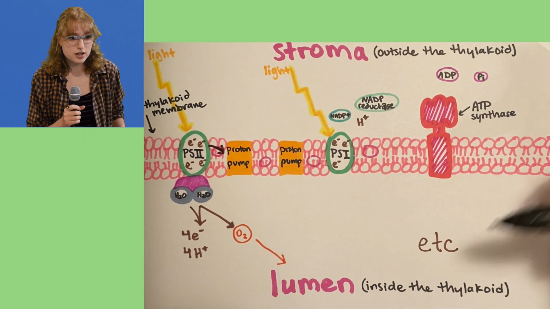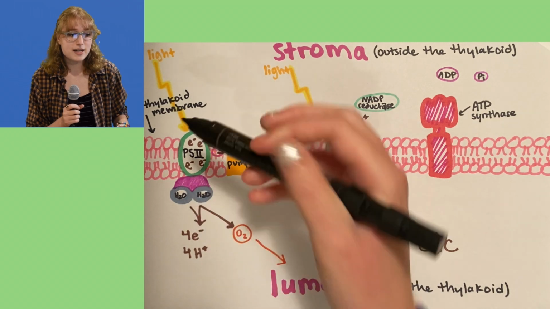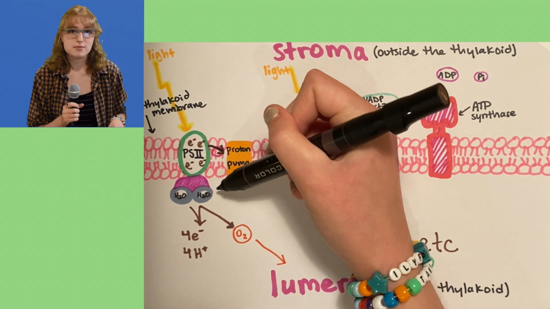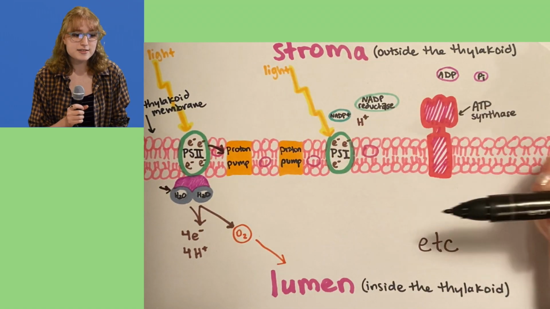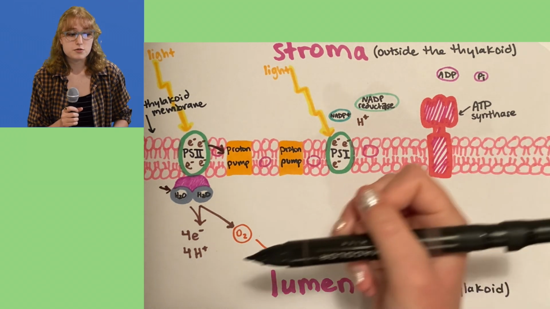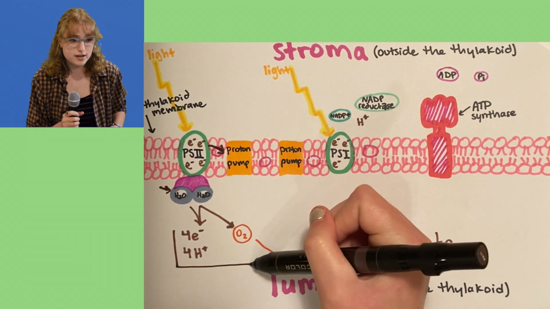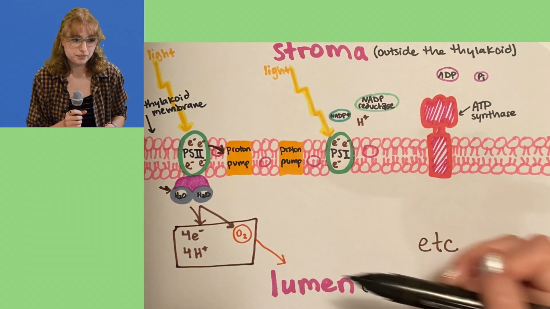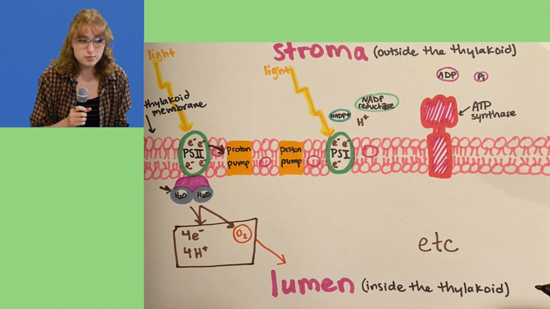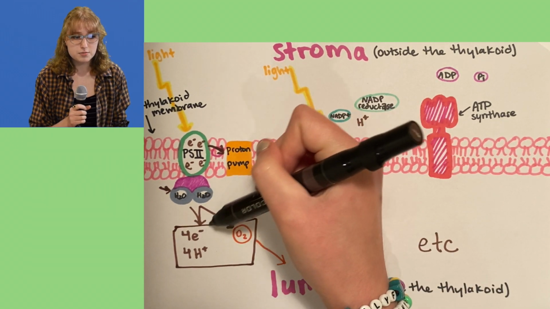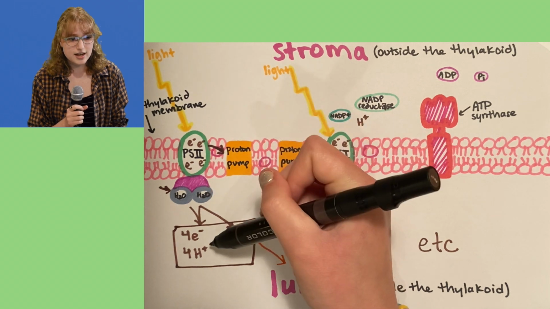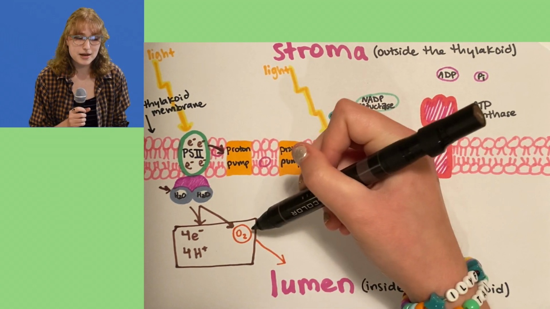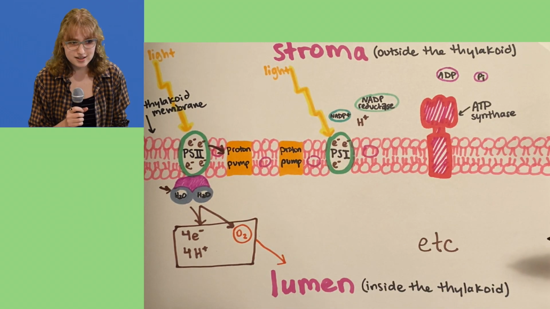As this happens, two H2O molecules bind to an enzyme on the bottom of photosystem 2 down here. The enzyme breaks the two water molecules into 4 electrons, 4 protons, and 1 O2 molecule. The electrons replace the ones that leave the photosystem, the protons stay inside the lumen, and the oxygen molecules are released as a byproduct. Back to the electrons.